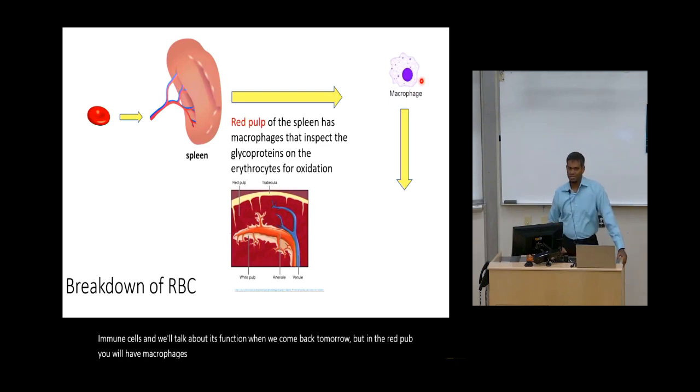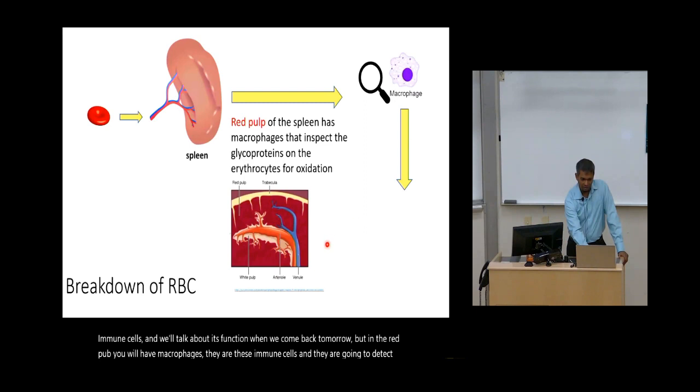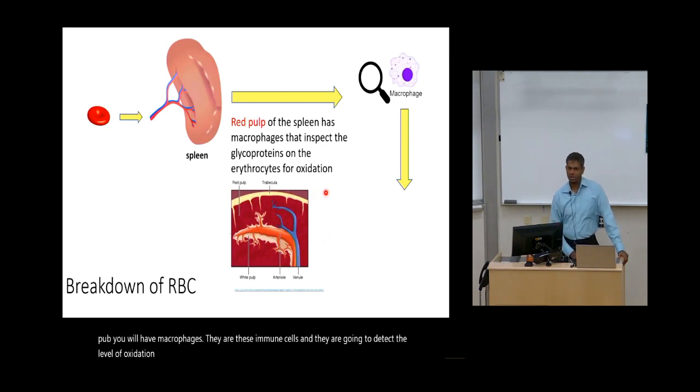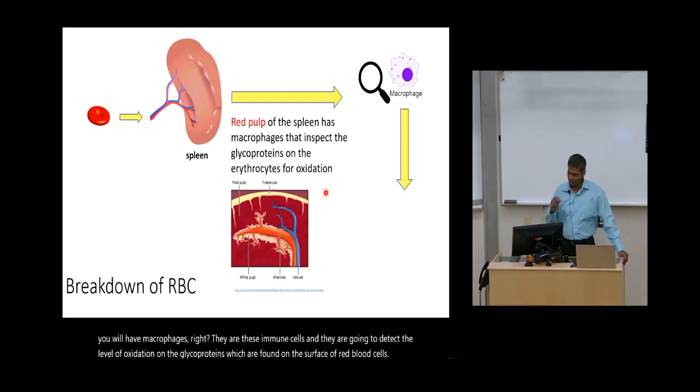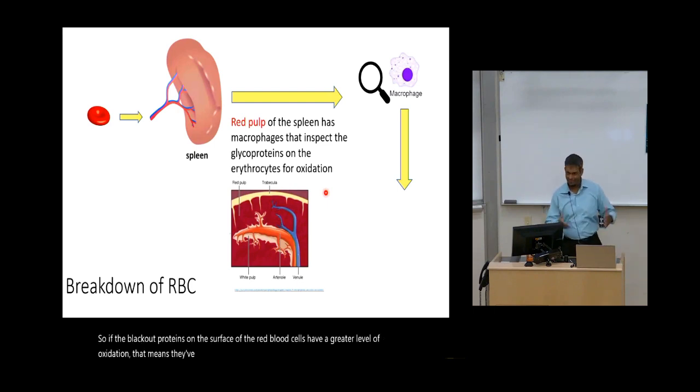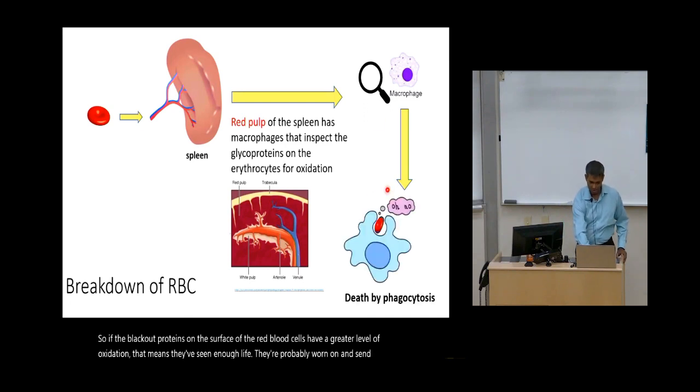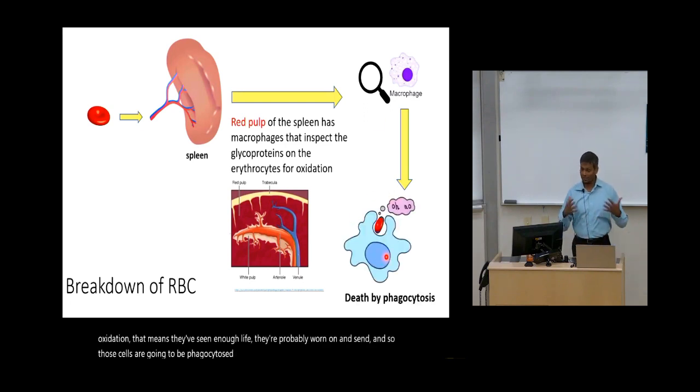macrophages, right? They are immune cells, and they are going to detect the level of oxidation on the glycoproteins which are found on the surface of red blood cells. So if the glycoproteins on the surface of the red blood cells have a greater level of oxidation, that means they've seen enough life, they're probably worn out, and so those cells are going to be phagocytosed. If the level of oxidation on these glycoproteins isn't as much, then the red blood cells won't be phagocytosed.